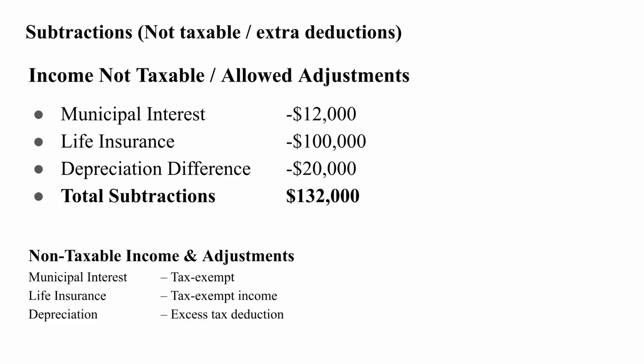Now let's look at subtractions. These are items included in book income but not taxable, or additional deductions allowed for tax. For example, municipal bond interest is tax-exempt. Life insurance proceeds are also generally not taxable, so we subtract these from book income. For depreciation, tax rules allow accelerated methods like MACRS. This often results in higher depreciation for tax compared to books, so the excess depreciation is deducted as a subtraction.